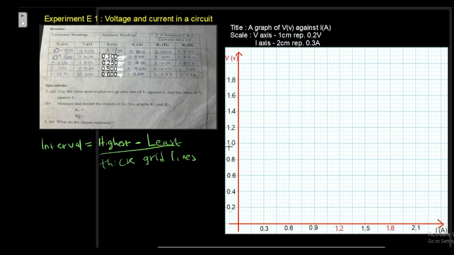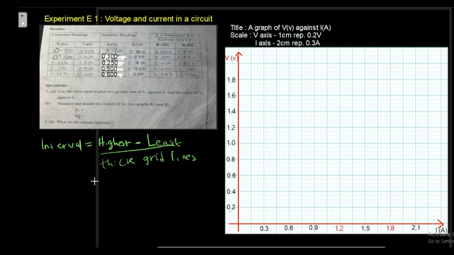So we'll go to the y-axis, we'll look at our table of values. We have I1 and I2 combined. What's the highest value for the two of them together? You can see that your highest value is 1.6 and your least value is 0.1. And then we'll also count the number of grid lines. We have 1, 2, 3, 4, 5, 6, 7, 8, 9, 10, 11, 12, 13, 14, 15.